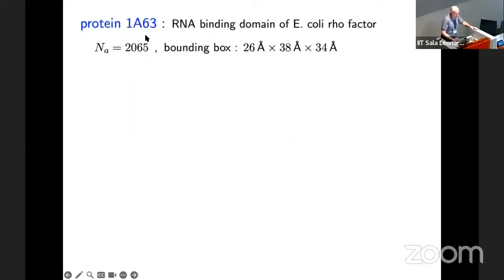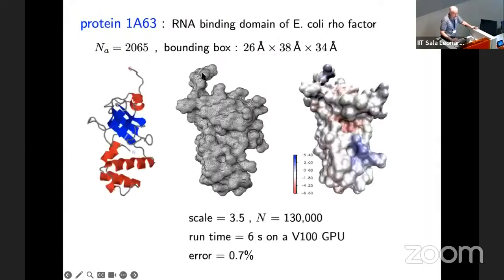We're going to use this now to solve the PB equation. This is a sample protein with these dimensions, which we computed in our earlier 2013 paper. Here we compute the surface potential and the solvation energy. The NanoShaper scale was set to 3.5. It gave us 130,000 triangles. The GMRES tolerance was 10 to the minus 4. The runtime here is now 6 seconds, using the BLDTT fast multipole method on a V100 GPU.